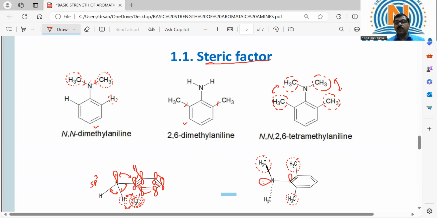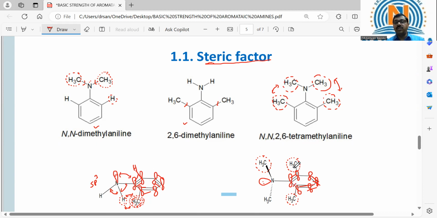And here this ring is planar, where the pi electrons are perpendicular to the ring, like this one. In this compound, this lone pair of electrons aligns in the same plane with the pi electrons of benzene. That is why the possibility of resonance increases. And here the basic strength decreases.